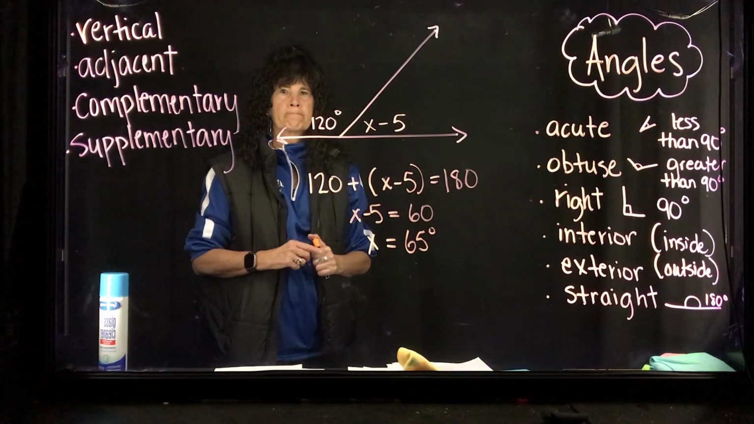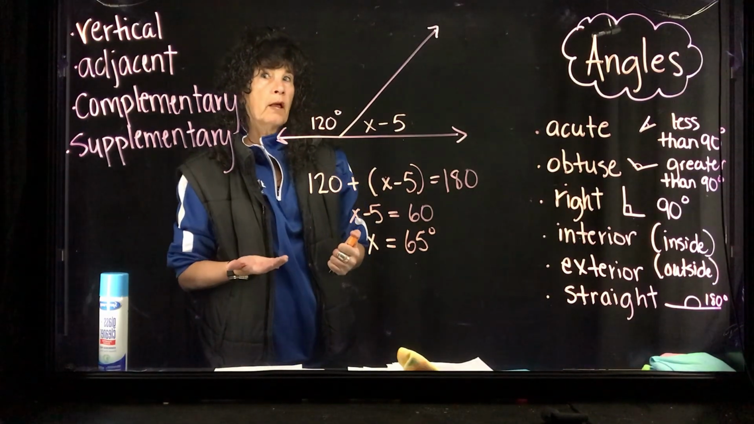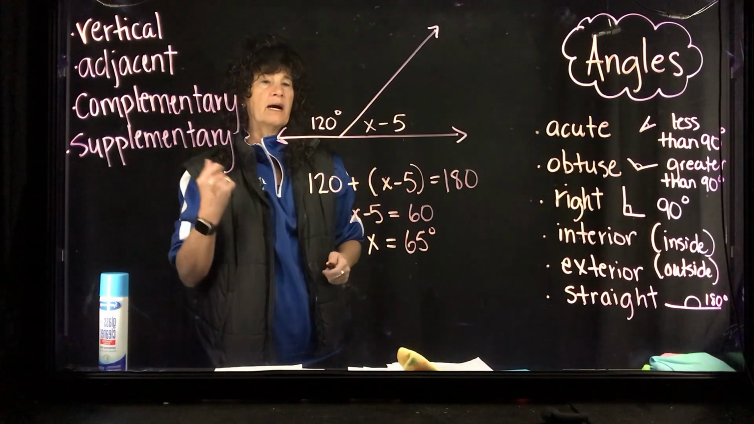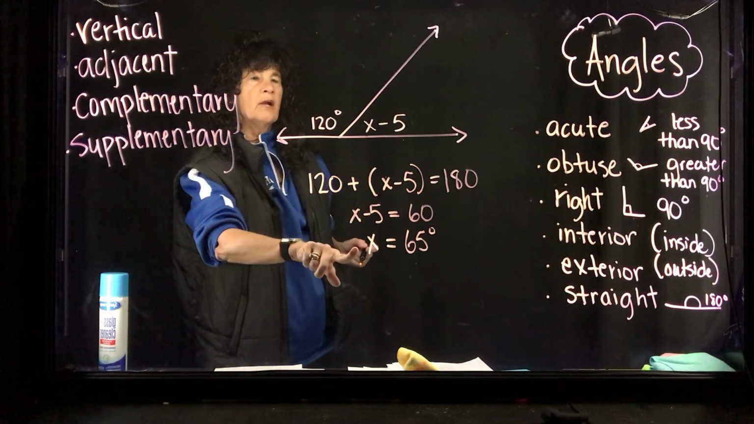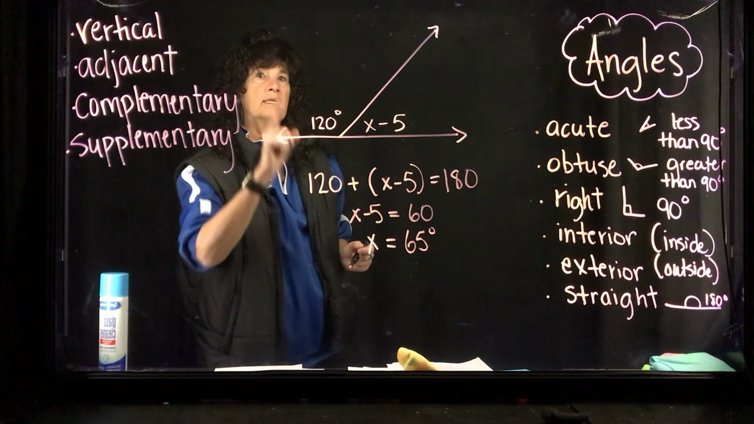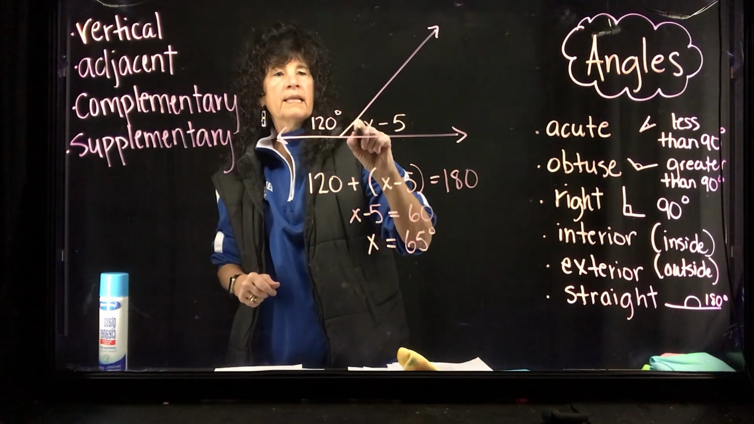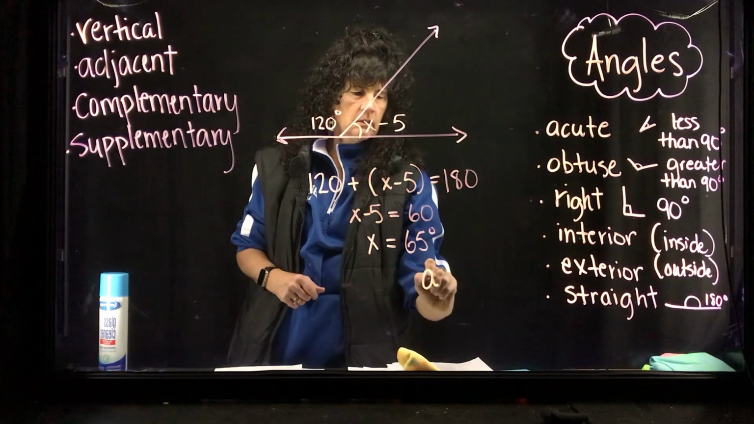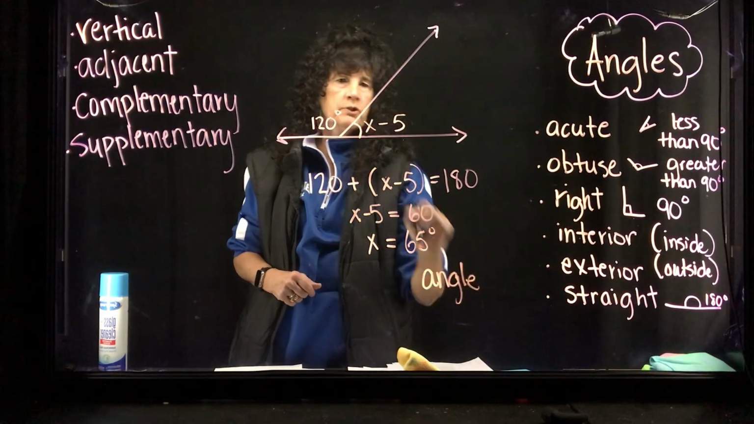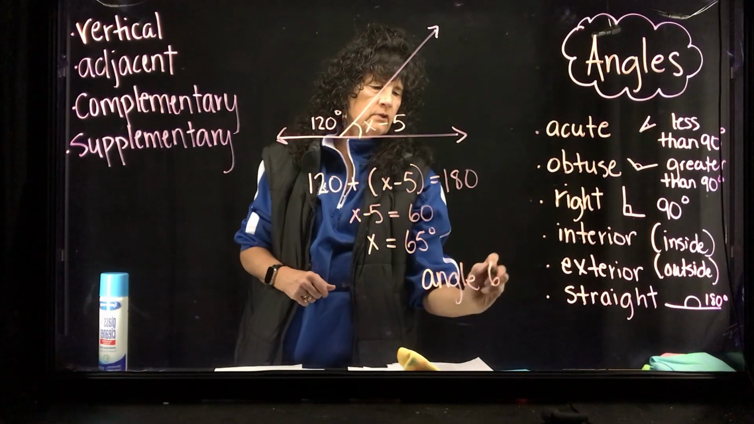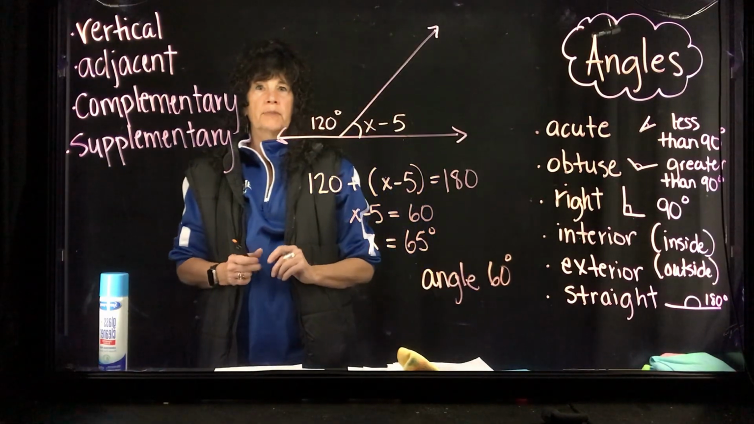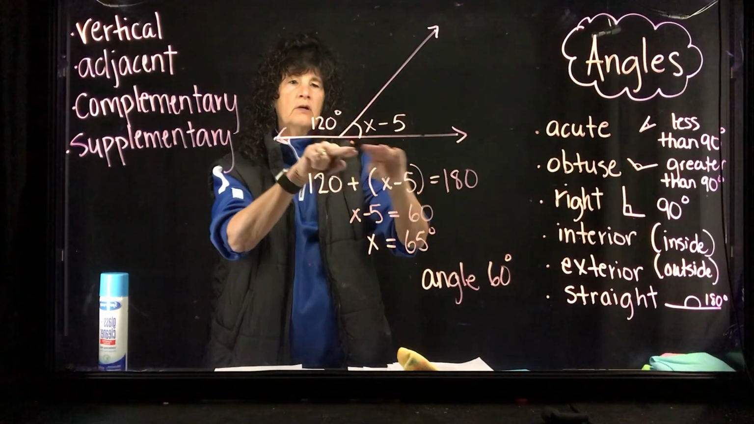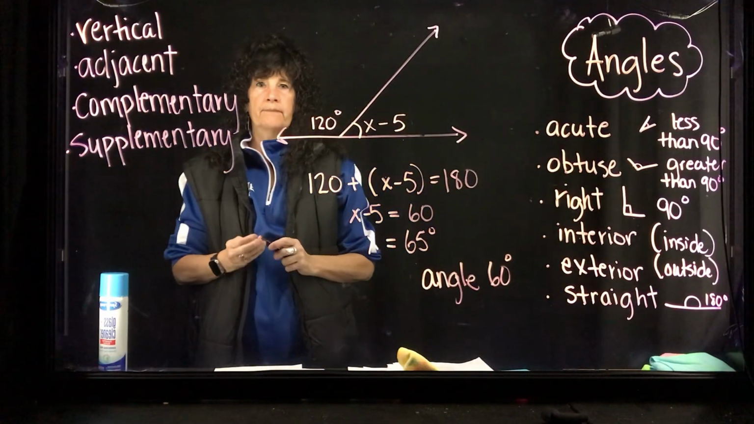Okay? The angle is what though? X is equal to 65. If the problem asks you for x, this is x. If the problem says, what is this angle? The angle is equal to 65 minus 5, or 60 degrees. Because remember, supplementary angles, this angle plus this angle is 180.